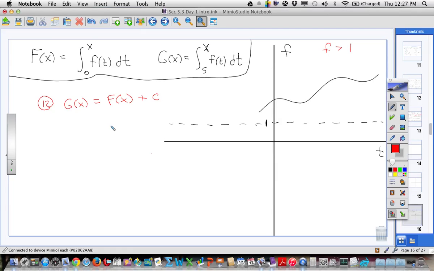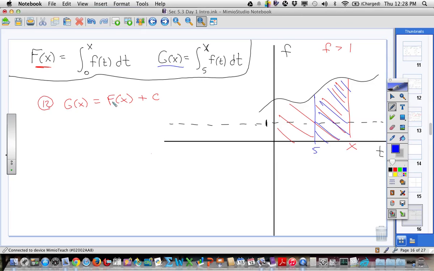But then they said, is C positive? What'd you say? No. And remember how we did that yesterday? We said, well, if big F is the red, that's the area from 0 to x. That's this area. And if big G is the blue, that's from 5 to x. That's that. Which one's bigger?